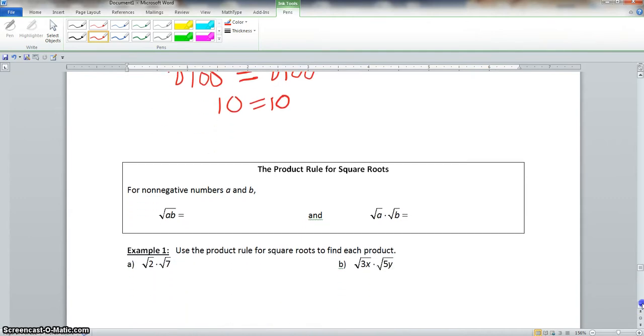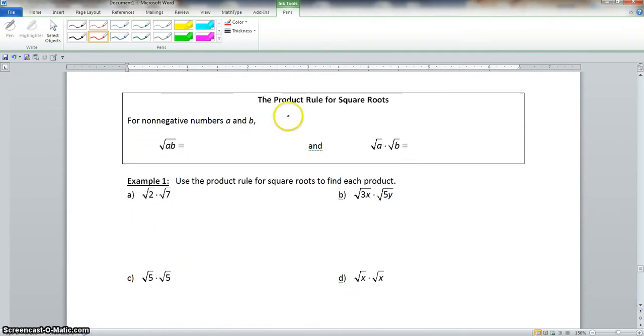Now, we come down here to the product rule for square roots. For non-negative numbers a and b, the square root of a times b is equal to the square root of a times the square root of b. Sometimes it's written with the multiplication sign in the middle, or it may just be square root of a, square root of b. It means the same thing. And the square root of a times the square root of b is equal to the square root of ab.